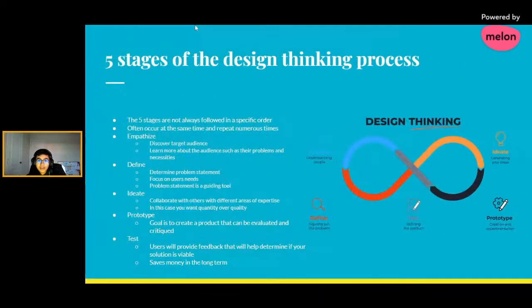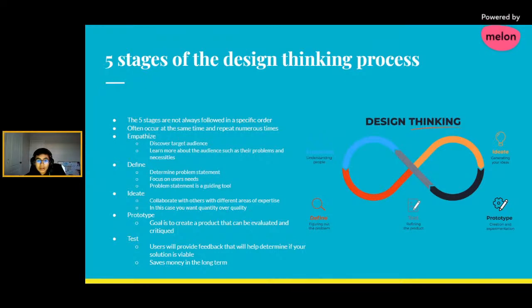So here are the 5 stages of the design thinking process, and it's important to note that the 5 stages are not always followed in a specific order, and in fact they oftentimes occur at the same time as well as repeat numerous times. So let's begin with the first step, empathize. This is where one discovers their target audience and they learn more about the audience, such as the problems and necessities. Next, define. This is where the problem statement is determined and there is a focus put on the user's needs. Furthermore, the problem statement is used as a guiding tool.